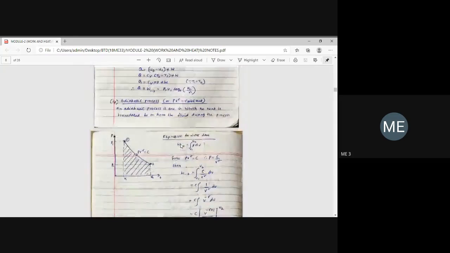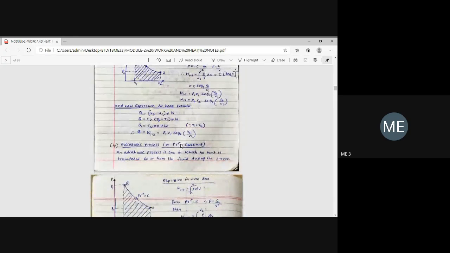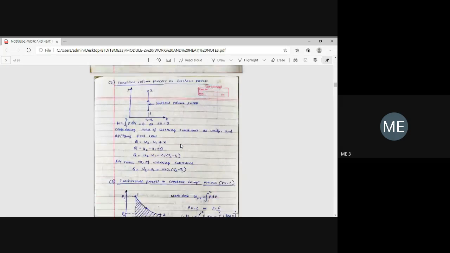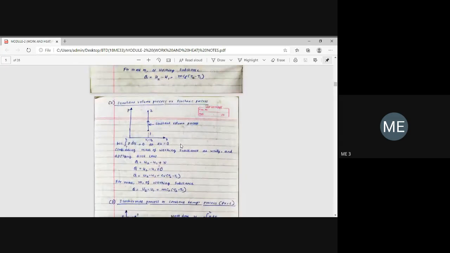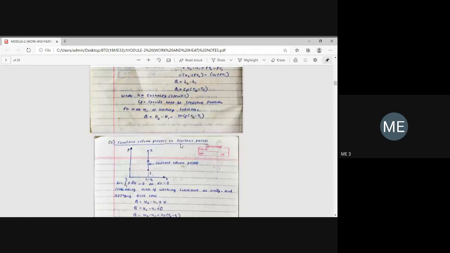On the other hand, in the isothermal process, the amount of heat transfer equals the amount of work done. Both are the same in case of isothermal process. And Q equals mCv delta T in case of constant volume process and mCp delta T in case of constant pressure process.